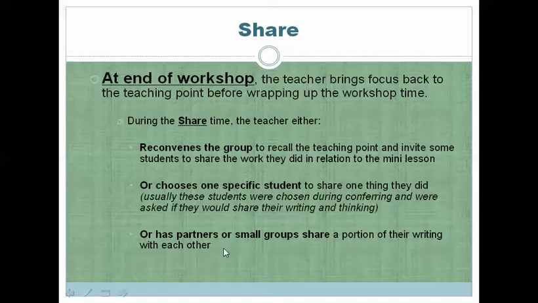And sometimes our share is having partners or small groups turn to each other right there and share a portion of their writing that they were working on. Sometimes that can be very guided by the teacher.